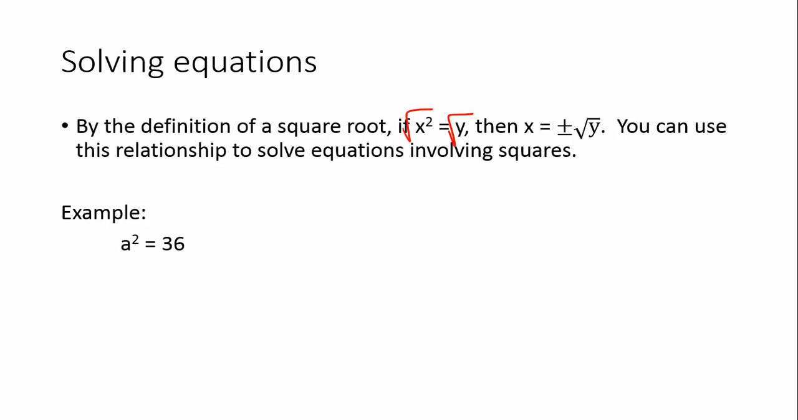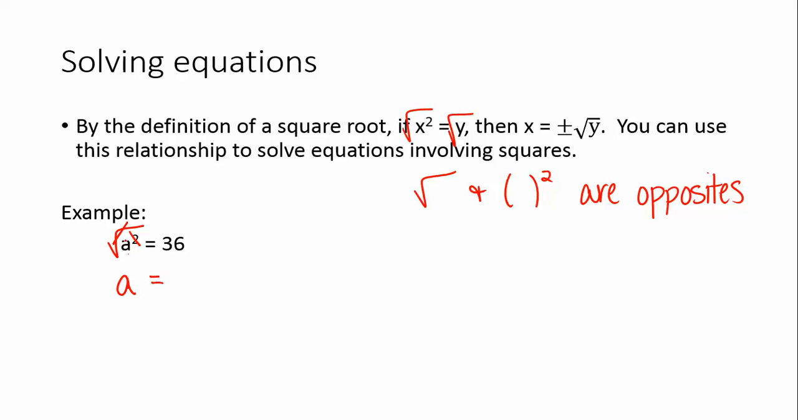And you have to remember here that square roots and squaring are opposite operations. So square rooting and having something squared are opposites. They undo one another. So if we square root something being squared, those two things cancel each other out and you're just left with a. Well, as is always the rule with equations, if you square root the left side, you have to square root the right side.